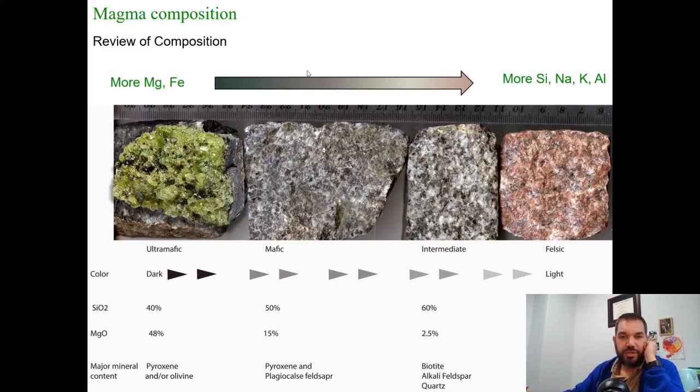And this is a good slide, just summarizing what minerals are in the different compositions, what the silica content is of the different compositions, etc.